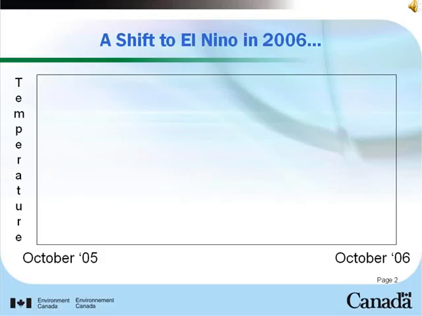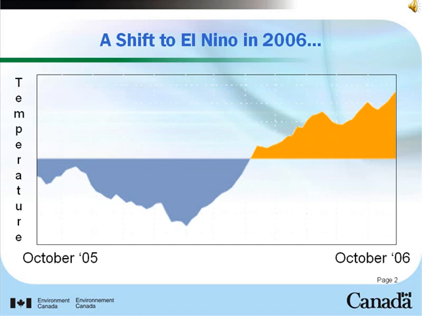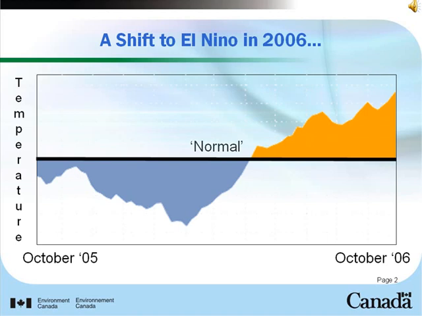There's been a shift towards El Nino conditions this year. If you look at average sea surface temperatures over the equatorial Pacific since about October of 2005, you'll notice a change from cooler than normal water to warmer than normal water. That change took place in about April this year.